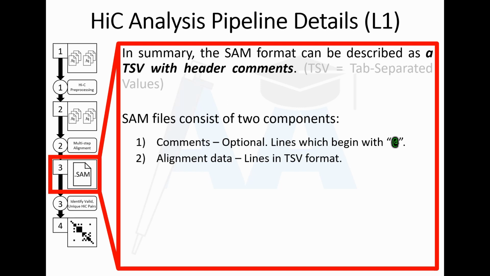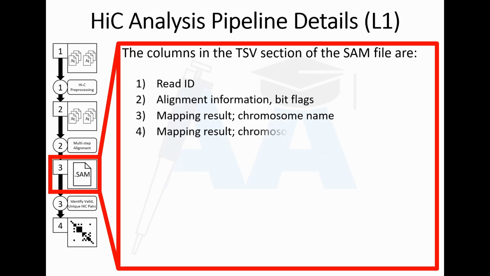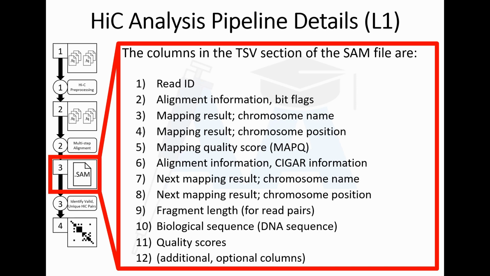TSV stands for tab separated values, so in raw data form, different rows of the table are separated by new line characters, while the cells of each row are separated by tab characters. Each row of the TSV section corresponds to the alignment results for a single read. The first column contains the read ID.